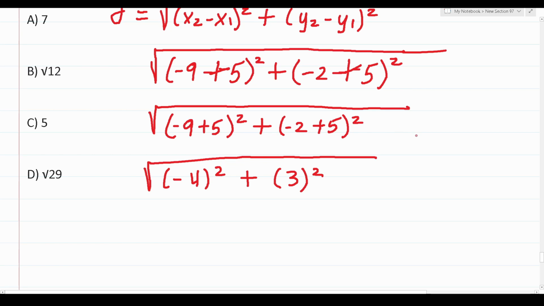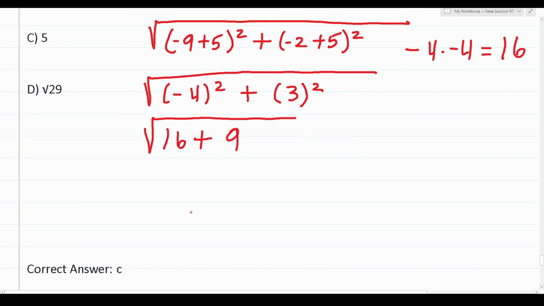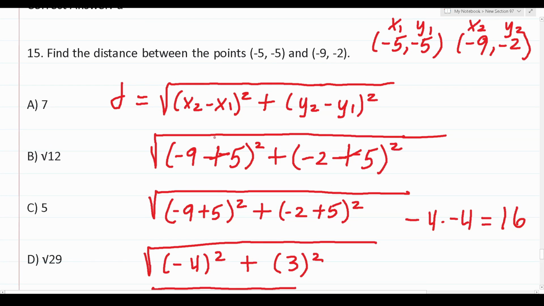-4 squared, that's the same thing as -4 times -4. A negative times a negative is going to be positive. -4 times -4 is going to be positive 16. So this becomes 16 plus 3 squared, which is 9. 16 plus 9 is 25, and the square root of 25 we should know is 5. So the distance between these 2 points is C, 5.